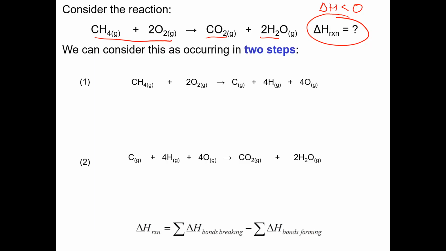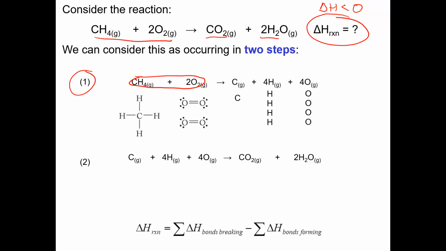Now, what we're going to do is consider the reaction to occur in two steps. In step one, we take all of our reactants and we just break them apart into individual atoms. There we go. Now, the enthalpy change for that process would be the sum of all of the bond energies for the bonds that we're breaking. So we're going to be breaking 4 carbon to hydrogen single bonds, and then we're going to be breaking 2 oxygen to oxygen double bonds. So if we added all of those together, we would get the enthalpy change for step 1.